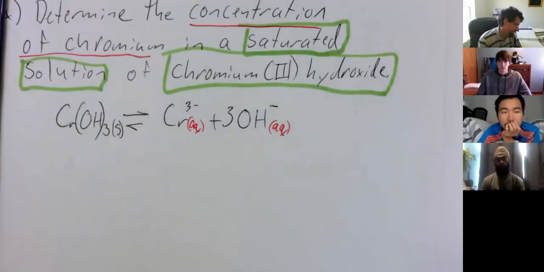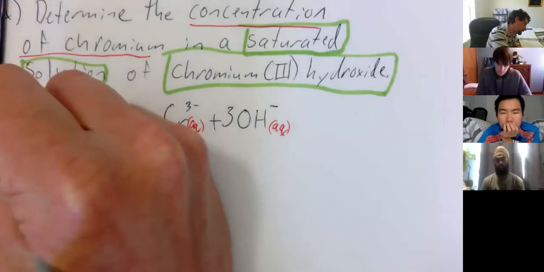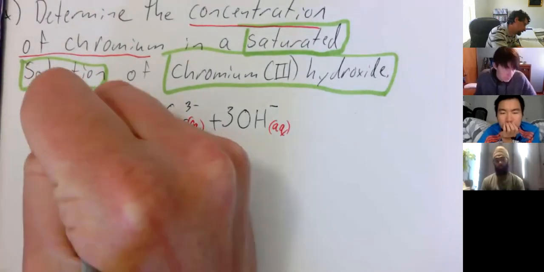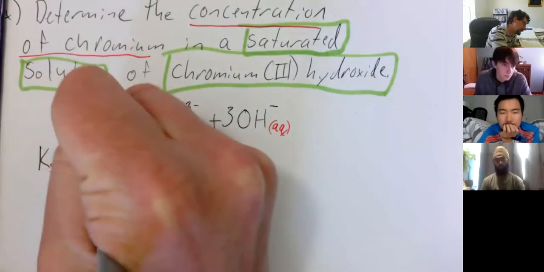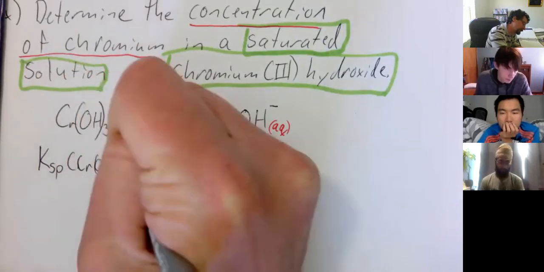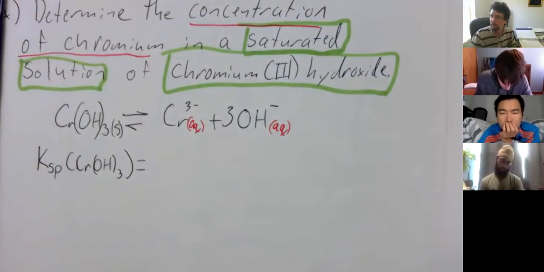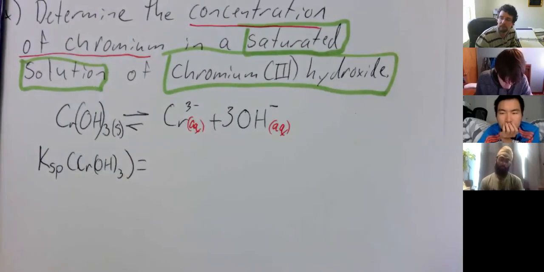Don't we need more information, like a KSP? Yeah, we need a KSP value. We need a KSP of this chromium 3 hydroxide. So where would you find that information? Probably the textbook. Yeah, I would check the textbook.